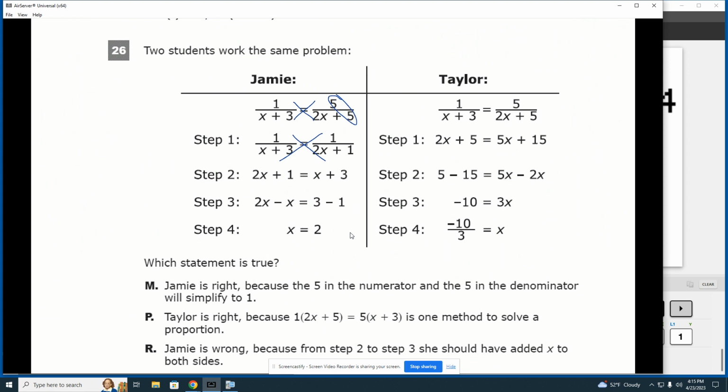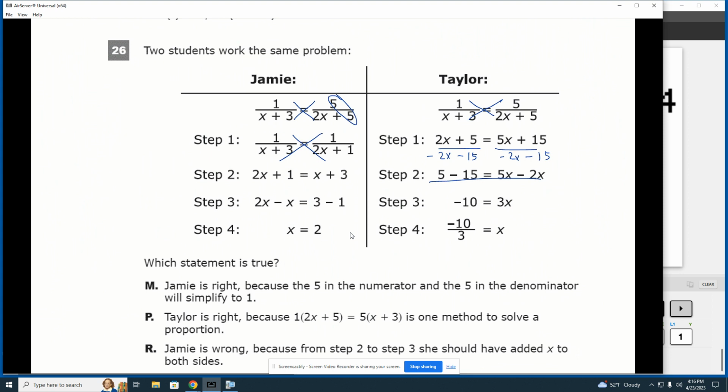Okay, let's check out Taylor here. 1 times 2x plus 5 does give me 2x plus 5. And 5 times x plus 3 does give me 5x plus 15. It looks like they got their numbers together. They subtracted 15 to bring it over here to this 5. And it looks like they subtracted 2x to move it over here with that 5x. So far that looks good.